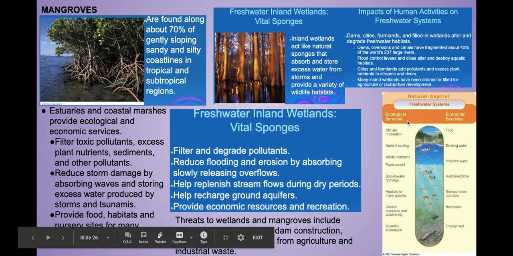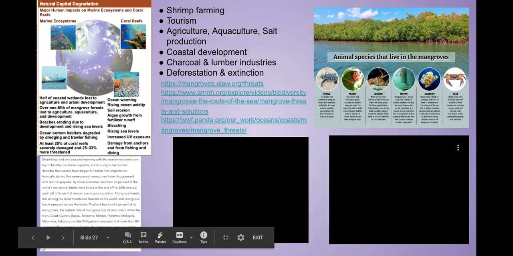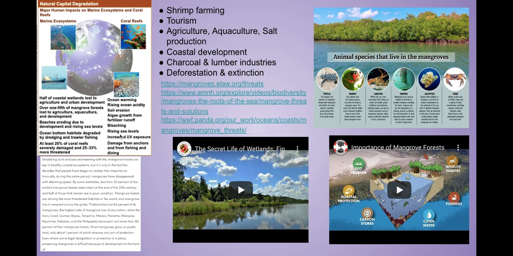These are some of the ecological services just from freshwater systems in general, and some from the marine systems as well. So what are the main threats for wetlands and marshlands? It's going to be shrimp farming, okay, because the development of shrimp farming is affecting these places, tourism as well, agriculture, aquaculture, salt production, coastal development, we're getting rid of them, deforestation, charcoal and lumber industries, and that would result in extinction itself. Many wetlands have gone extinct.